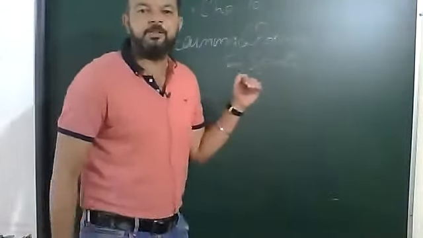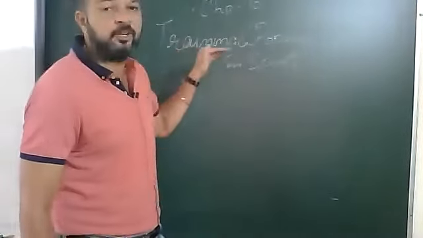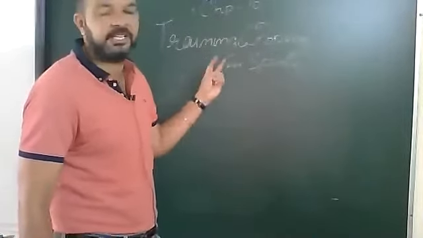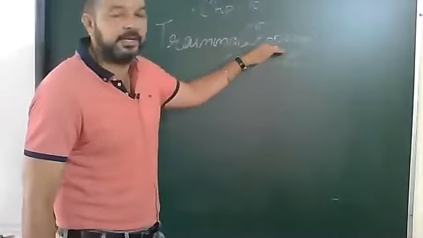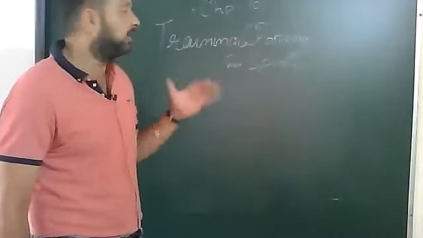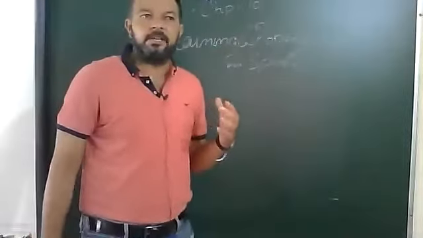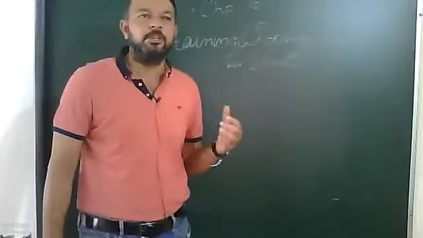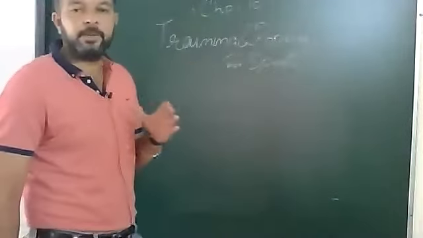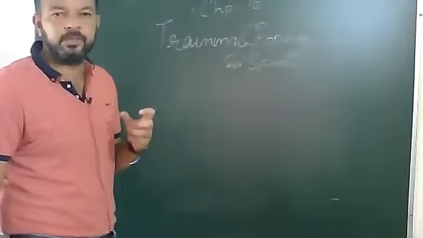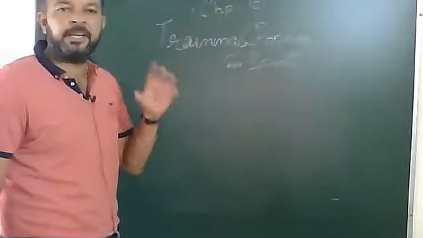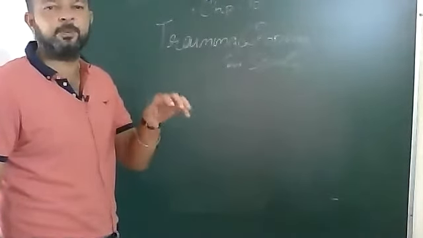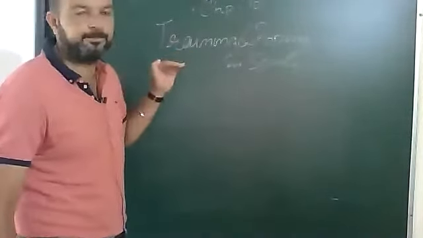We are starting with our new chapter, that is training and doping in sports. In this chapter, two topics are there. One is training, one is doping. As I have told you, what is training? We are not dealing with the studies and all that. We are dealing with physical education and sports. So training is preparing an athlete or an individual to give his best performance in a particular event or in the sports. That is known as training in sports.